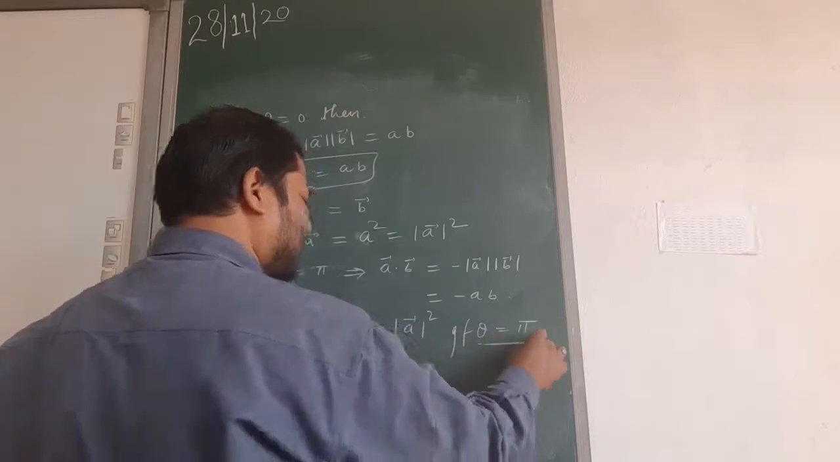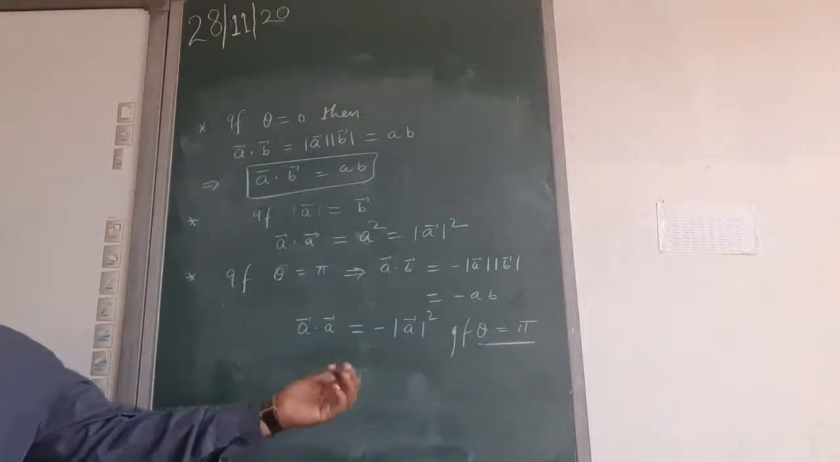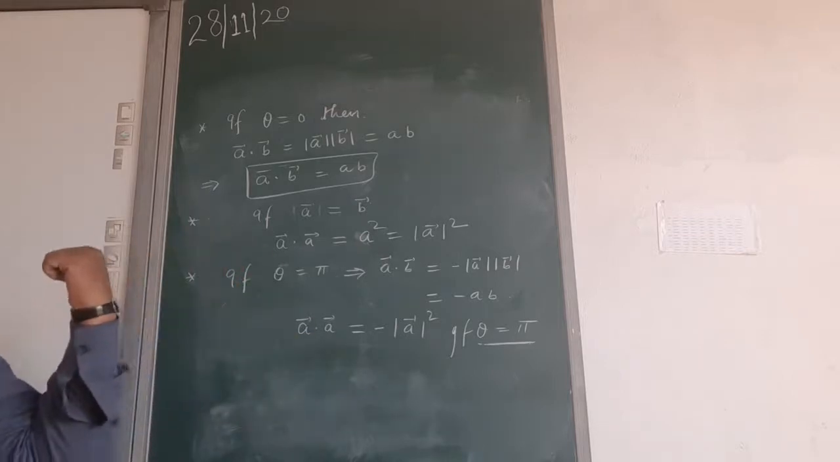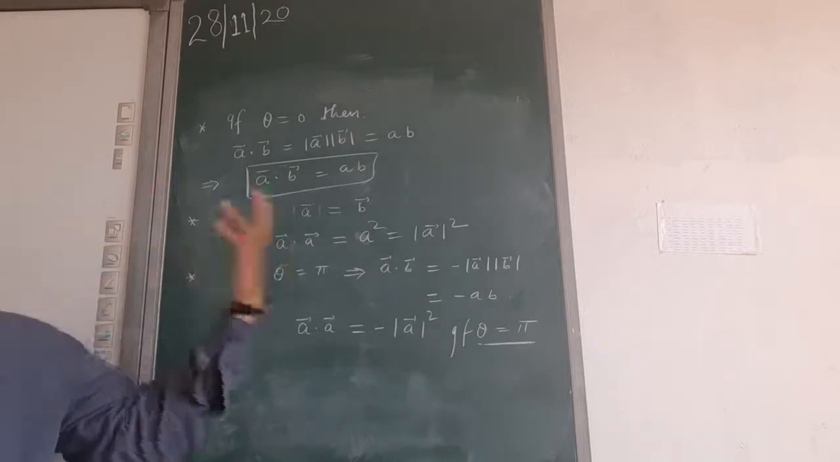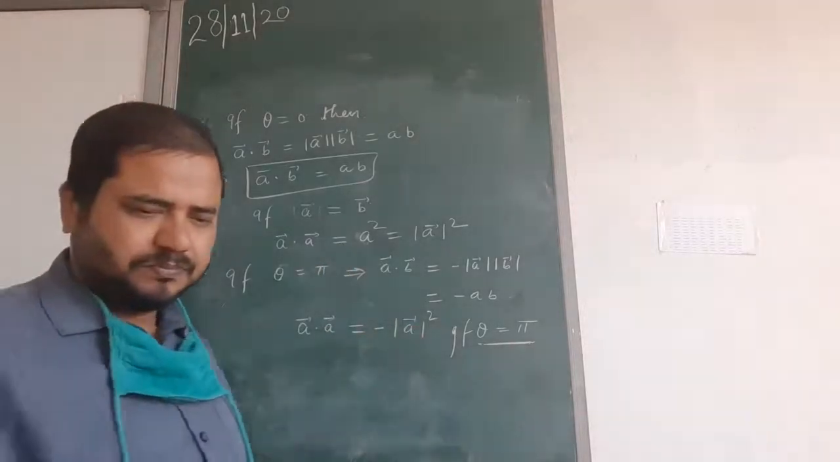It is given theta is equal to pi, that means one vector is opposite to another. Pi means one is A, then another is minus A. That's why this becomes minus A square.